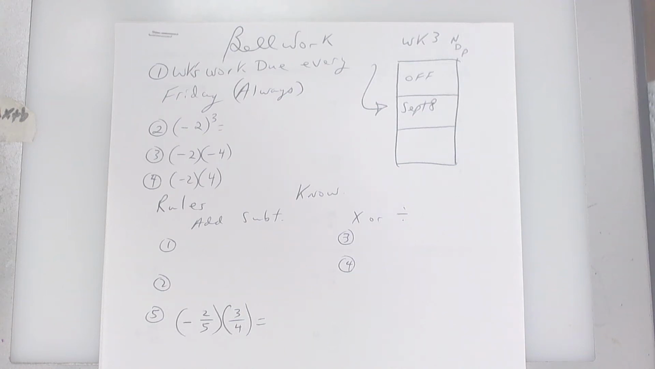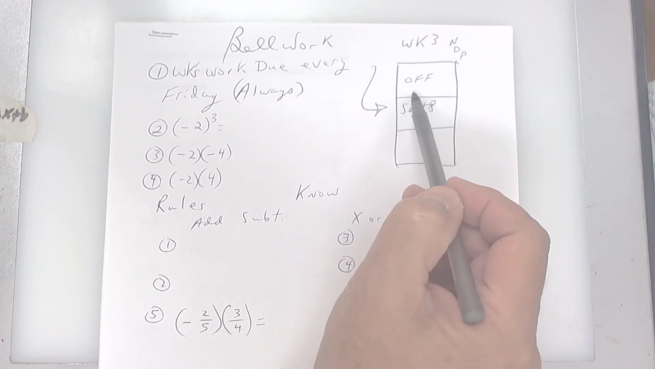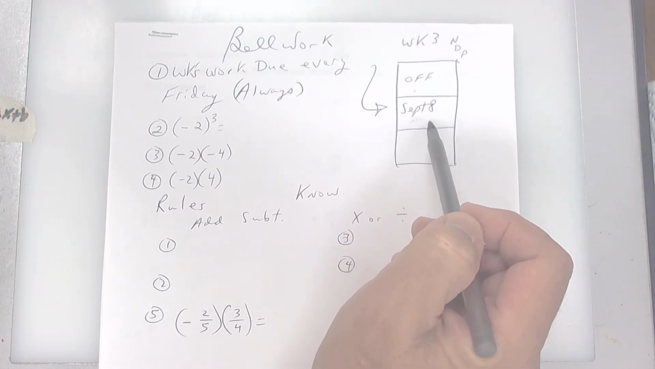This is week 3. Yesterday you were off, so make sure you have a proper heading here at the top of the page: Week 3, name, date, and period. Off on Monday. All your bell work should be in the middle.